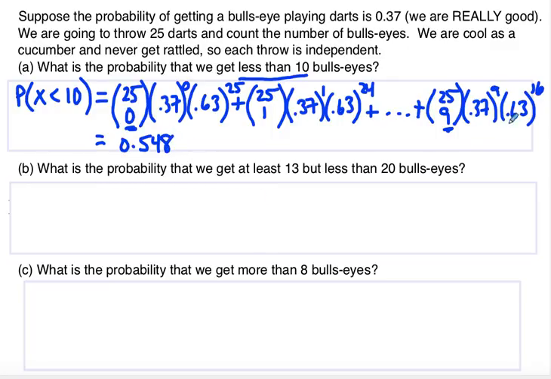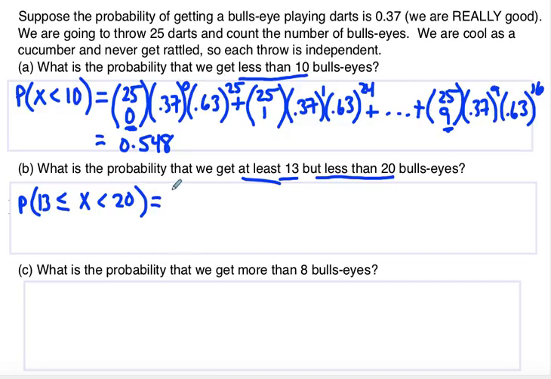But you got to show the setup, and then you can use your calculator to get the answer. All right, for part B, what's the probability we get at least 13, but less than 20? So, at least 13. At least 13 means 13 or more. And then less than 20. So this would be in symbols, what this is saying in words.